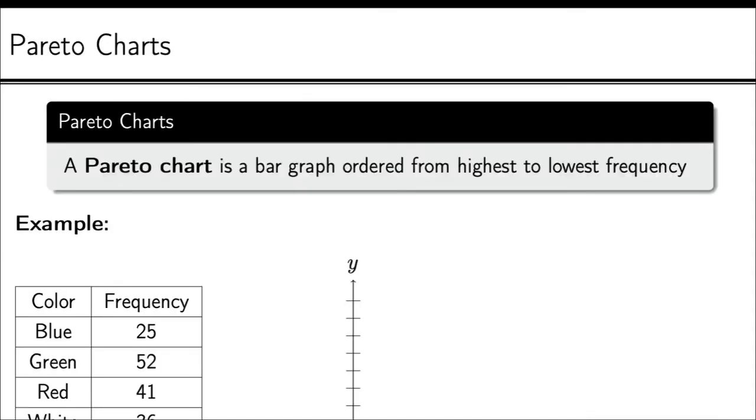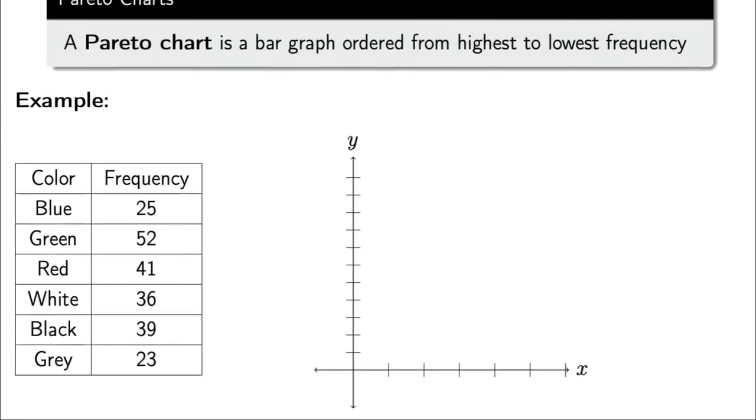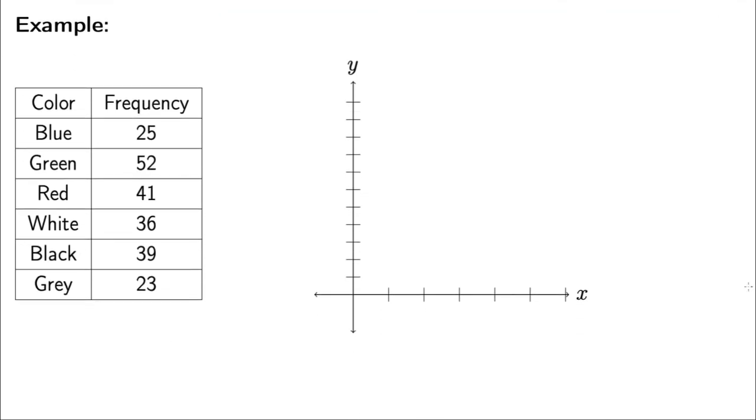A special kind of bar graph is called a Pareto chart. A Pareto chart is just a bar graph where we order our bars from highest to lowest frequency. That's just to quickly organize the data so people see the ordering as well. So let's take that same example that we did with the colors of cars, and we're going to order these from highest to lowest.